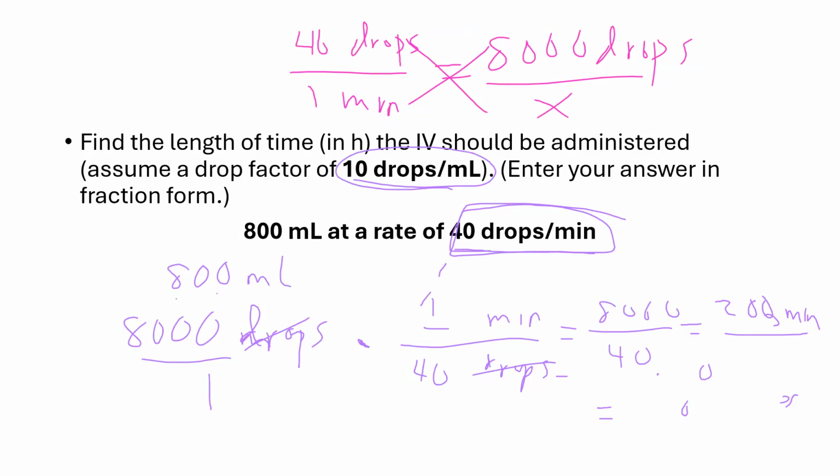That way you don't force yourself onto a method that you don't really like or prefer. If you do that, you get 200 minutes, and then you change 200 minutes to hours. 1 hour is 60 minutes. You divide by 60, or set it up again as a dimensional analysis or ratio and proportion problem, to get 200 divided by 60.